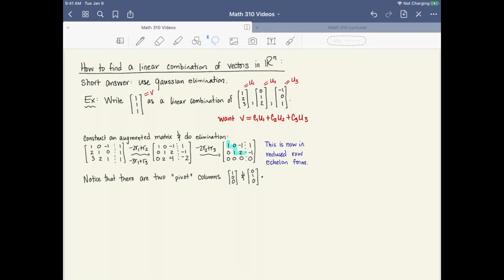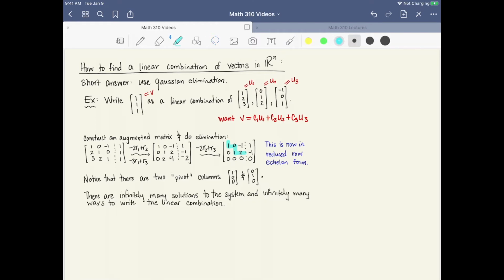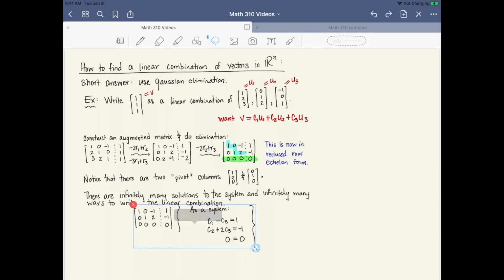Now for this particular problem, there are infinitely many solutions to the system, and there are infinitely many ways to write the linear combination that we seek. I know this at a glance because in my reduced row echelon form, I see a row that's entirely made out of zeros. There are only 2 pivot columns, but there's 1 dependent column, and that corresponds to the free variable that I'm going to have when I consider the associated system of equations. Let me think about this as a system for a moment to make it very clear.